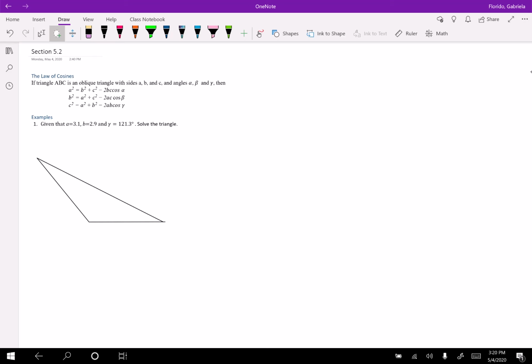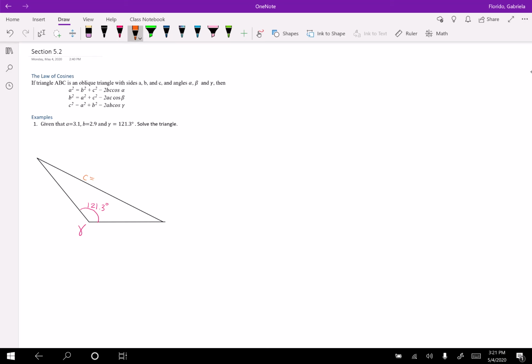Since gamma is 121.3 degrees, I'm going to choose this spot here for gamma because the other angles are going to be acute. So this is definitely an acute one, and this is definitely acute. This is going to be my angle gamma, which is 121.3 degrees, and the length opposite of gamma is going to be my little c.